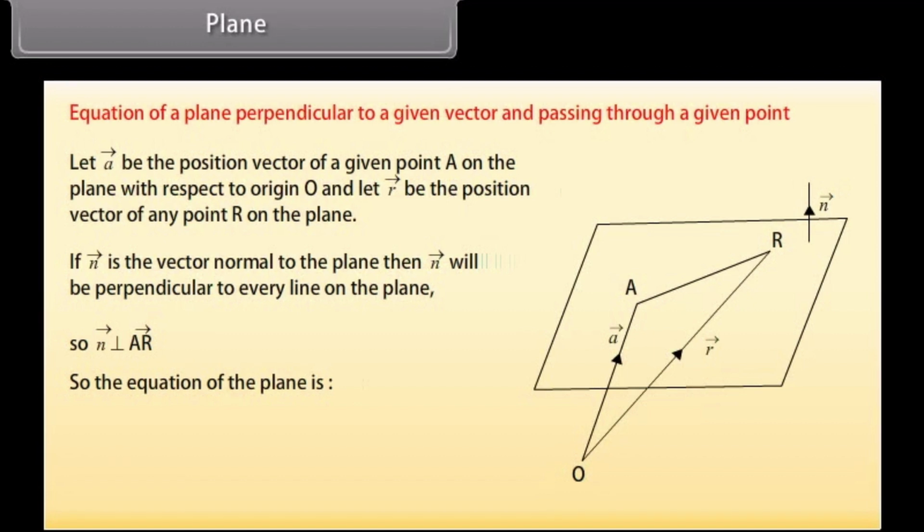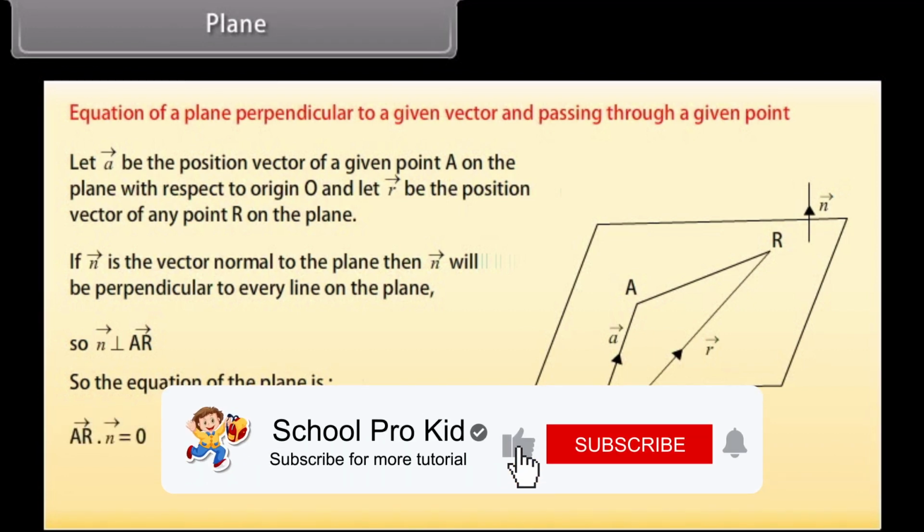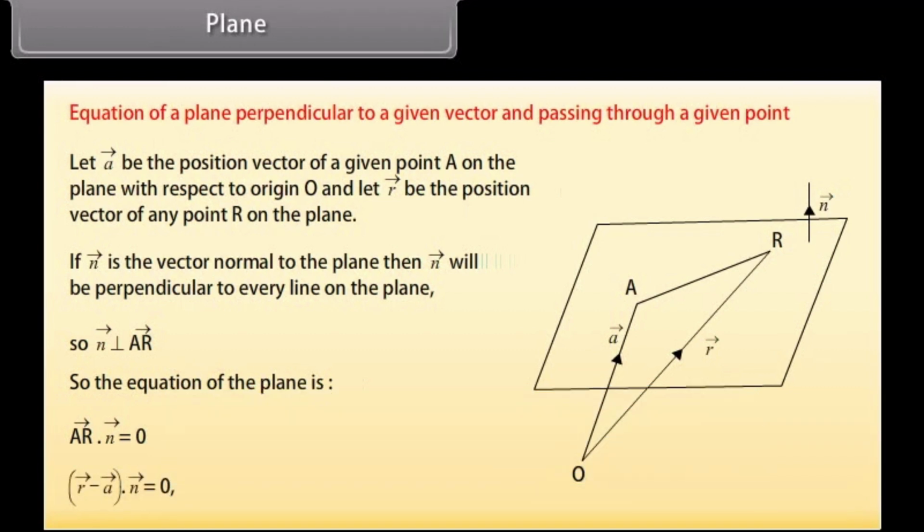So the equation of the plane is the dot product of vector AR and n equals 0, or the dot product of vector r minus vector A and vector n equals 0.